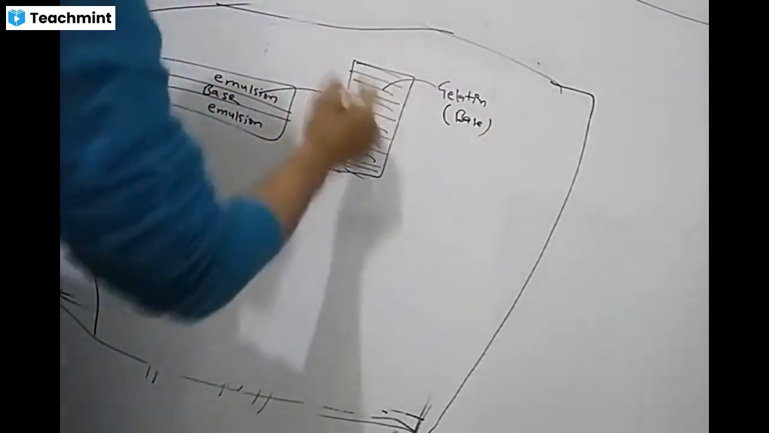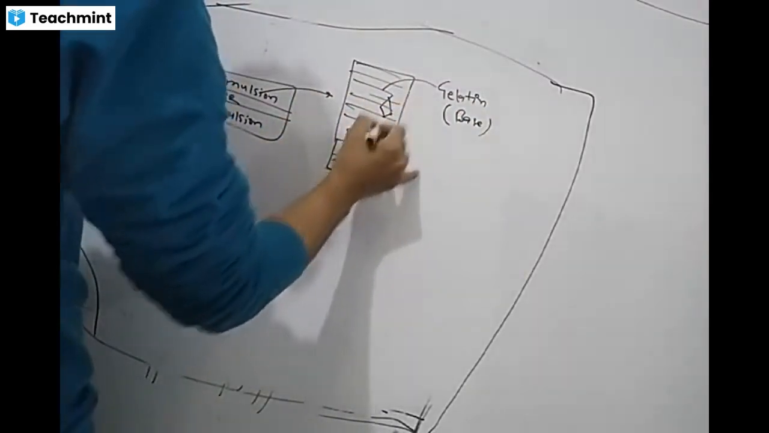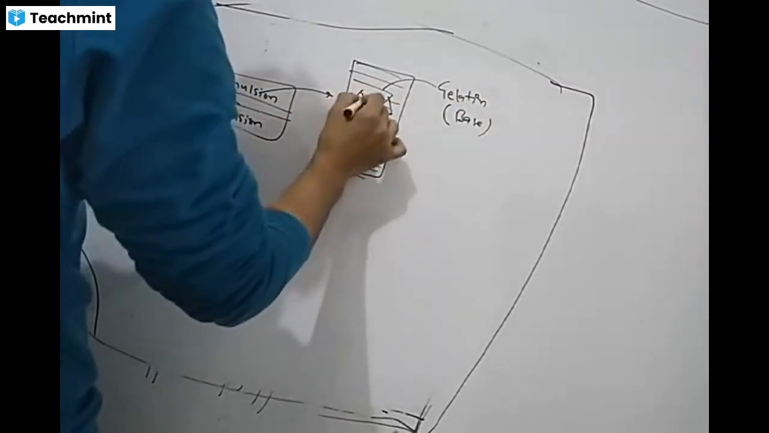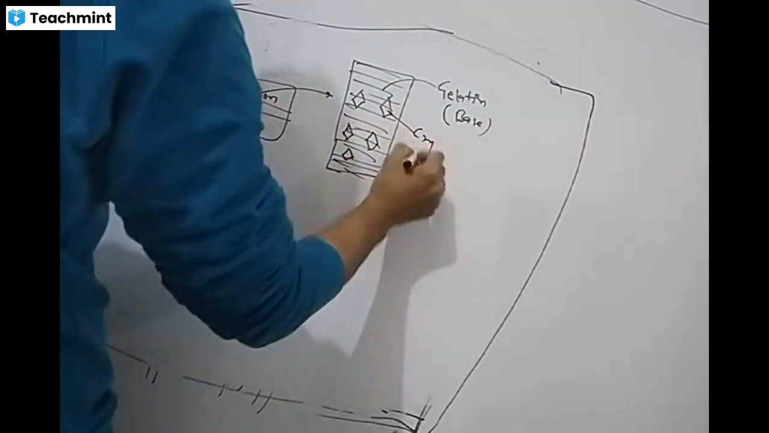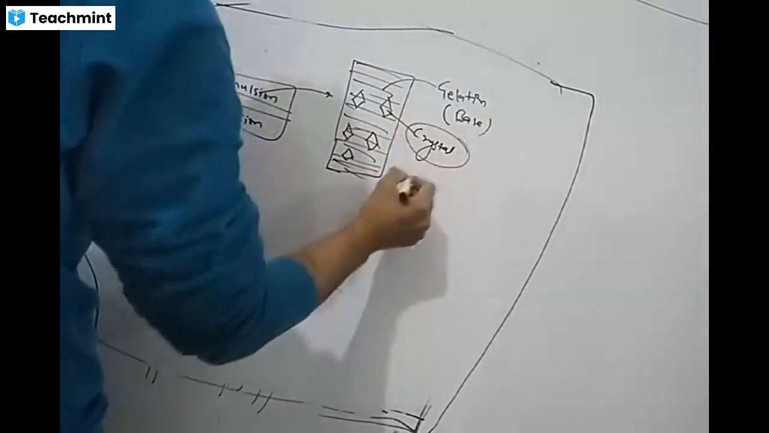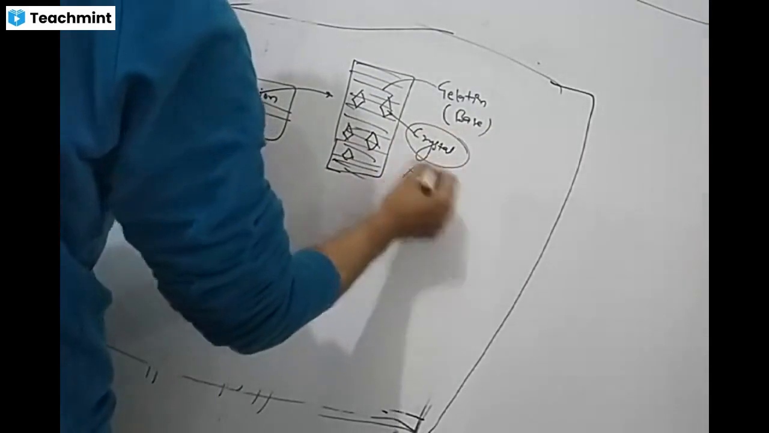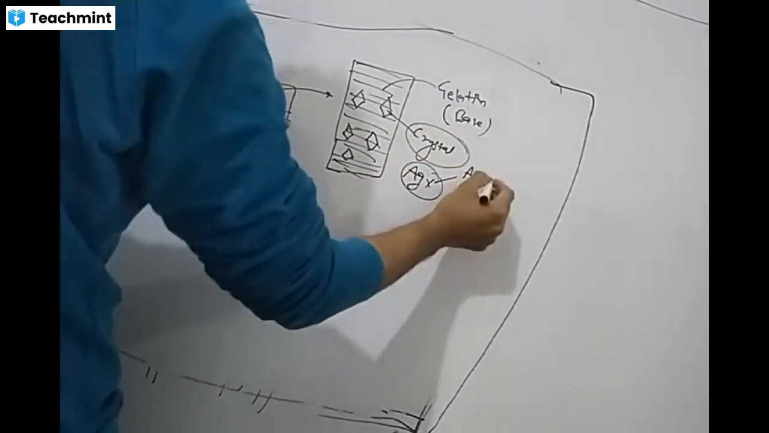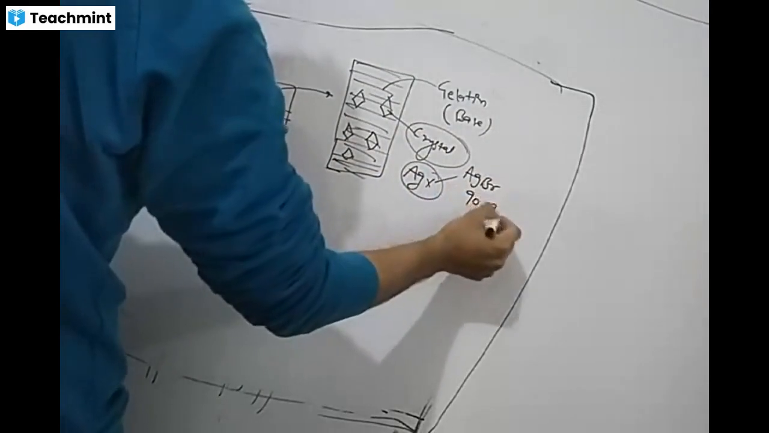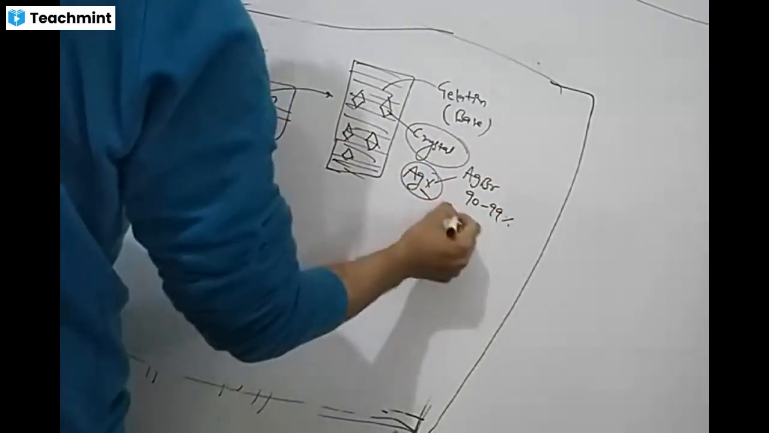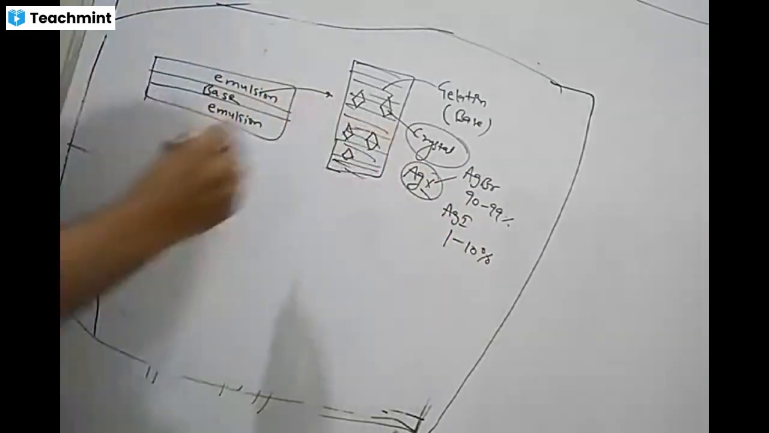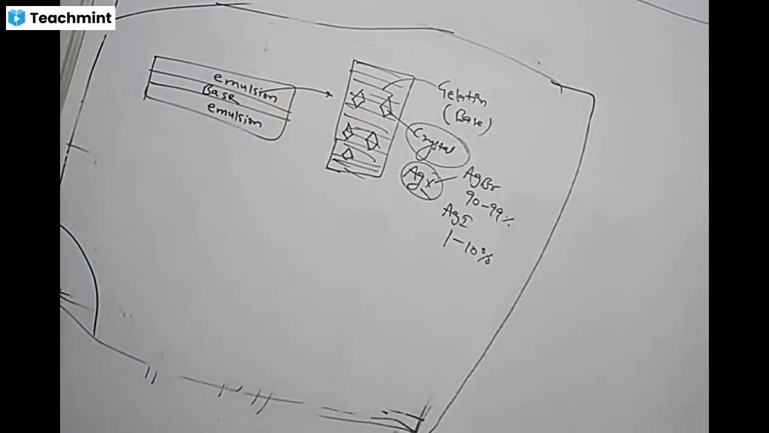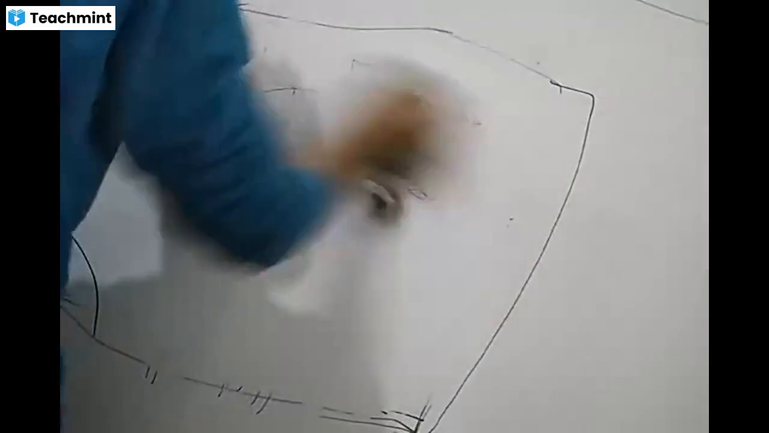In this background, in this gelatin, there are crystals. These are crystals of silver halide, which has AgBr 90 to 99% and AgI 1 to 10%. So these are the crystals present in the emulsion. Today we'll see the structure of these crystals.